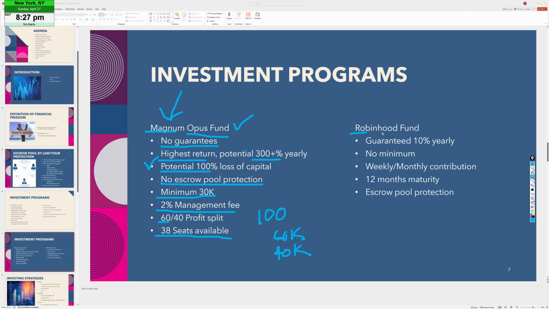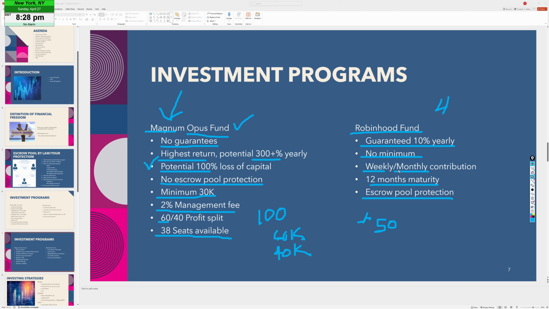And then we have this fund number 4. We call it the Robinhood Fund. So this Robinhood Fund is guaranteed to you as an investor 10% yearly. There is no minimum, okay? So you can contribute to this fund monthly or weekly. You know, let's say somebody decides, okay, I'm going to contribute $50 a week to this fund, okay? 12 months is the maturity, and then you are protected by the escrow pool.